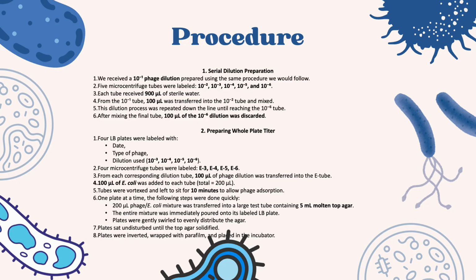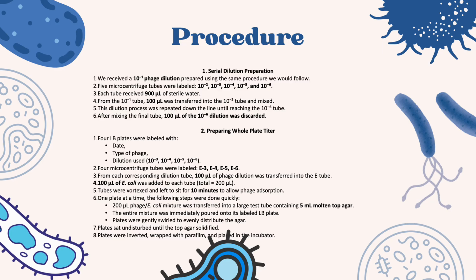And then for 4, from the 10 to the negative 1 tube, 100 microliters was transferred into the 10 to the negative 2 tube and was mixed. For the 5th step, this dilution process was repeated down the line until reaching the 10 to the negative 6 tube. And for the 6th step, after mixing the final tube, 100 microliters of the 10 to the negative 6 dilution was discarded. Now for the 2nd part, which is preparing whole plate titer.